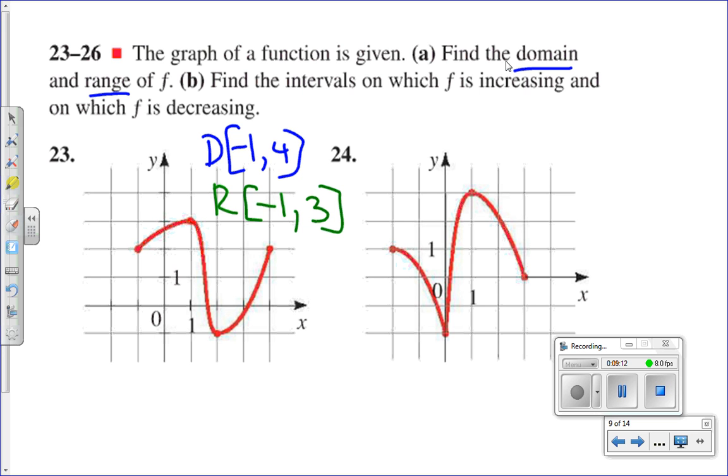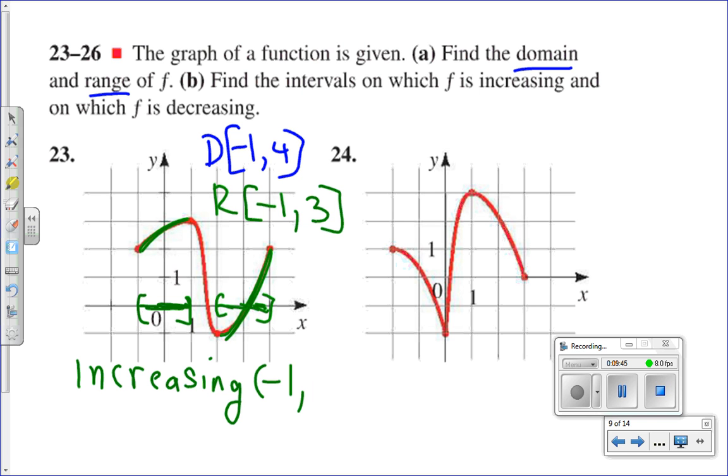The intervals where a function is increasing and decreasing are always expressed from the x-axis. Here the increasing part would be this section of the graph and this section of the graph. So let's grab the intervals from the x-axis where we have the increasing portion. This graph is increasing from -1 to 1, and I'll union that with the interval from 2 to 4.